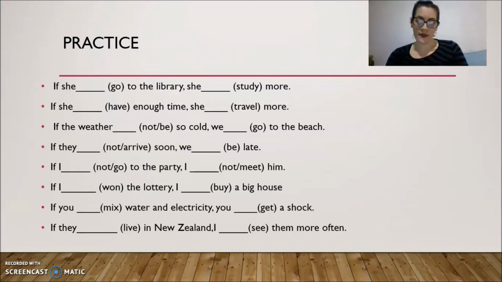There is one more activity I want you to do in order to practice all conditionals. I want you to put the verbs in brackets into the correct form. And please pause this video and then come back to check the correct answers. Okay, here are the correct answers. You ready?